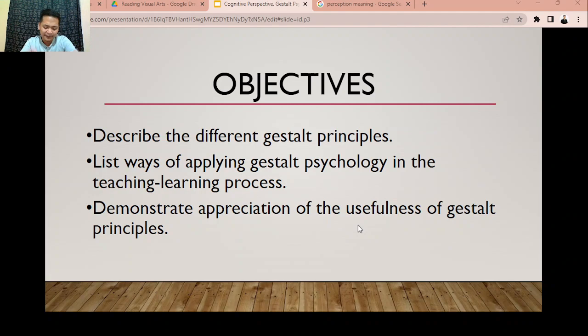Of course, it wouldn't be of great importance if we cannot analyze how we can make use of this theory in the teaching and learning process. So we're going to achieve that objective, and lastly, demonstrate appreciation of the usefulness of Gestalt principles. So to start with, I'd like you to see some pictures here, and just tell me what you see first when you see these pictures.